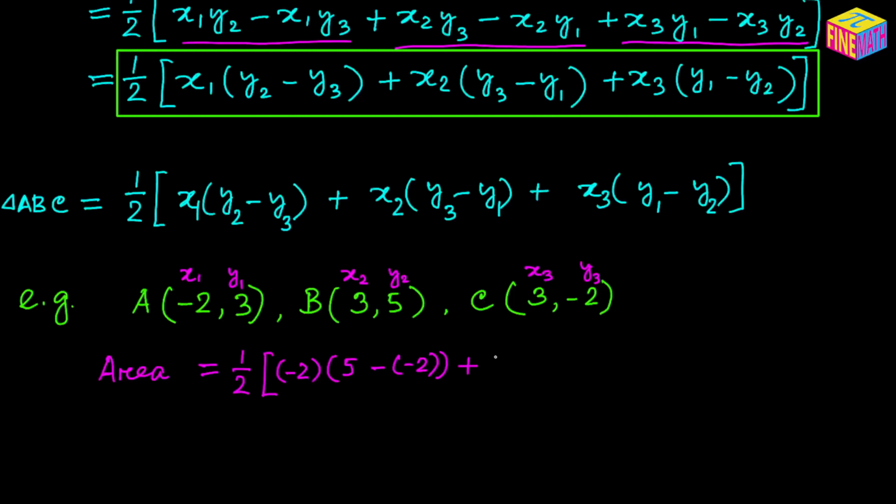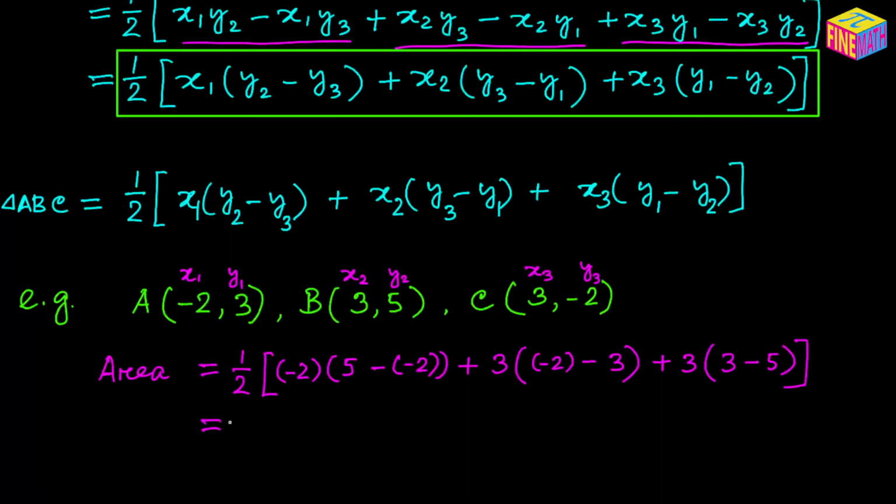What is x sub 2? Well, that is positive 3, times it would be y sub 3 minus y sub 1. So y sub 3 would be a negative 2, and minus y sub 1, that's a positive 3. So we can write it like this, and then plus we have x sub 3, so x sub 3 is actually positive 3 times it would be y sub 1 minus y sub 2. So what is y sub 1? Well, that's a positive 3, and minus what is y sub 2? That's a positive 5. So we can write it like this, and now let's simplify this.